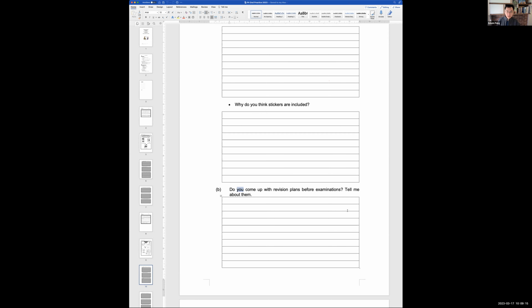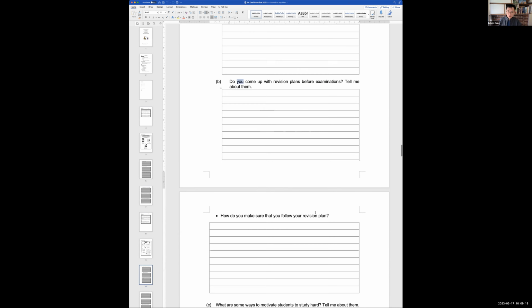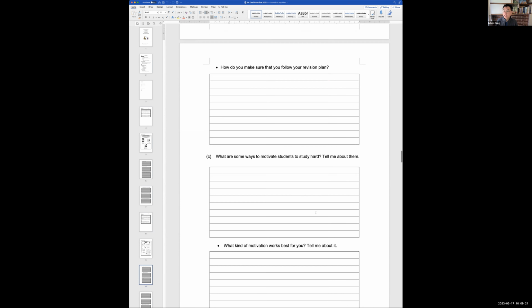So we did B, where we talk about, do you come up with revision plans? And then you all wrote your answers, your responses. You did this independently. Remember in class, we did this by ourselves. So now I'm going to go into the next part of part B, and then I'm going to structure the response. So please write your answers into your booklets along with me.